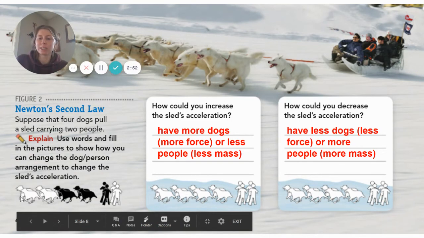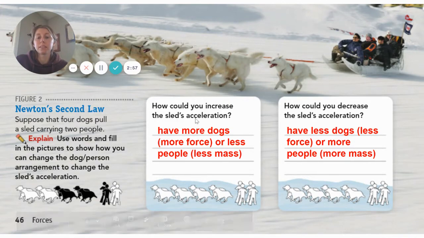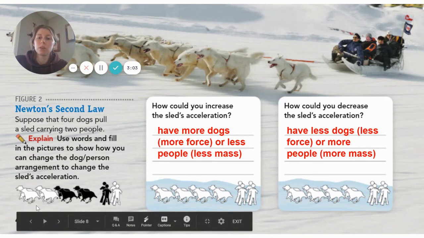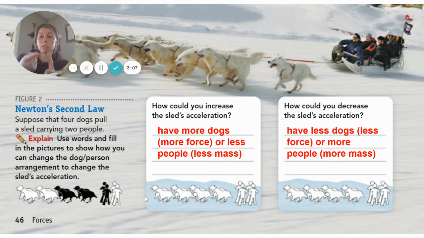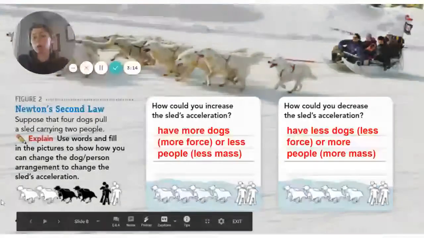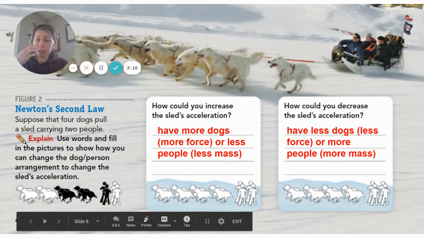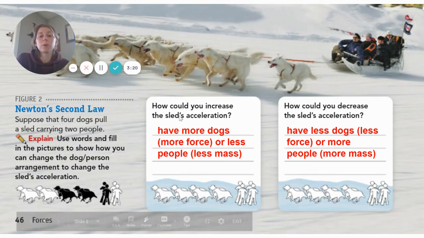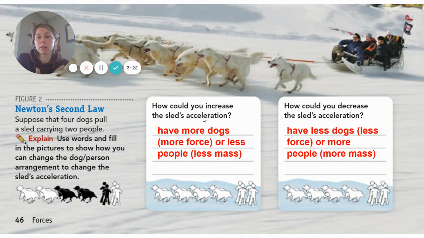Okay, so here's our dog sled team, and it's asking, how would we increase the sled's acceleration? If we want our sled to go faster, I think this is more common sense. What do you need? Well, I would think you would need more dogs, right? So that'd be more force. If you add a dog, there's less weight for all the dogs to pull, and it's going to go faster. Or if you keep your dogs the same and you take away one of these people, you'll go faster too. So that's how we increase acceleration.